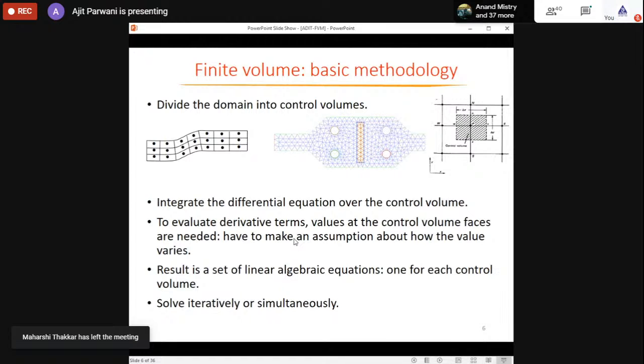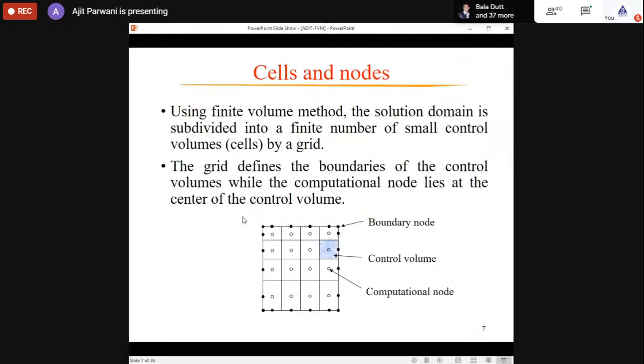Okay, so what is the actual procedure? I will tell you by taking a very simple example in a later slide. So these are the steps. So before telling you the example, let me define some more terms.